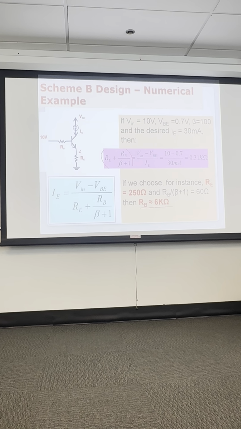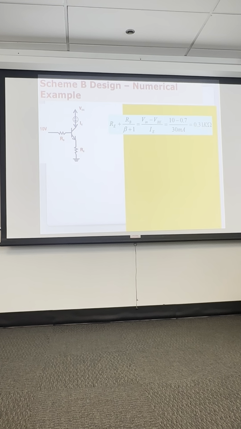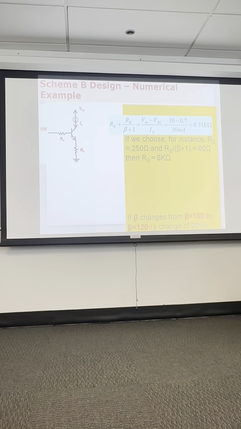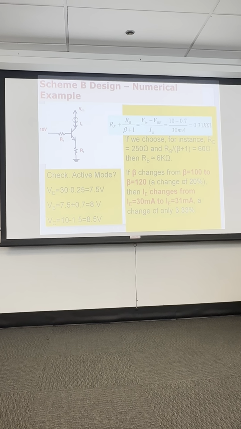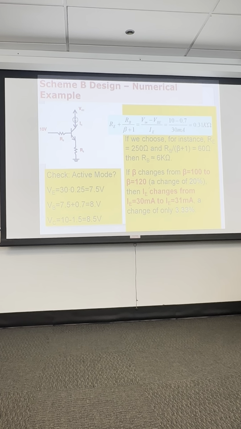And now we can go in and test the weak beta dependency theory here. So if beta goes from 100 to 120, which is a 20% change, the emitter current changes from 30 milliamp to 31 milliamp, and that's a 3.3% change in emitter current for a beta change of 20%.